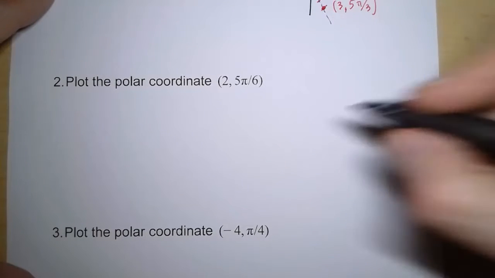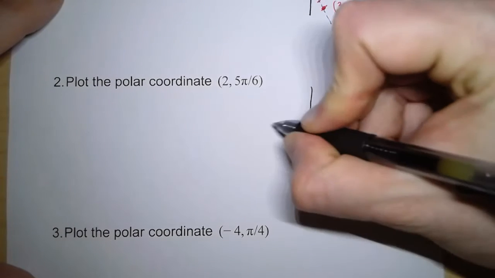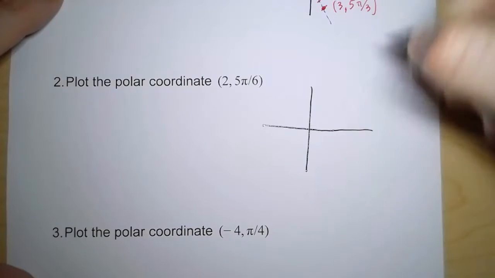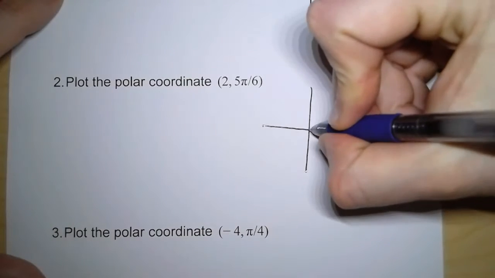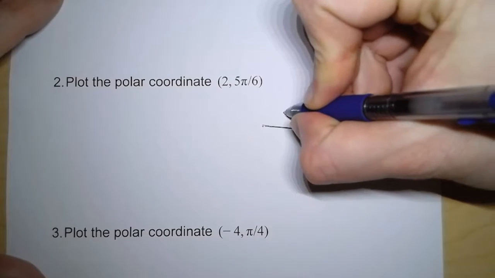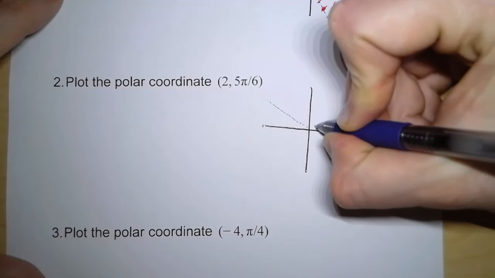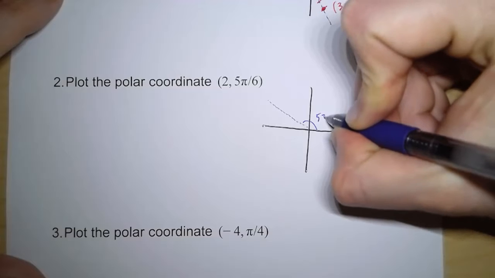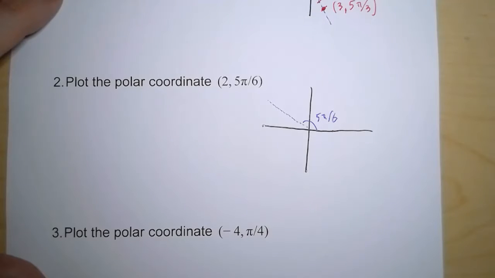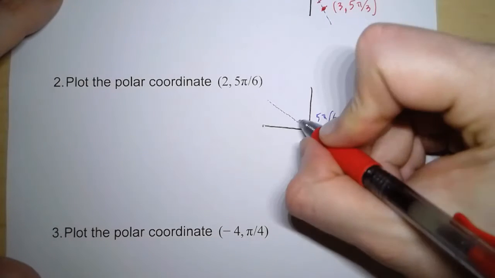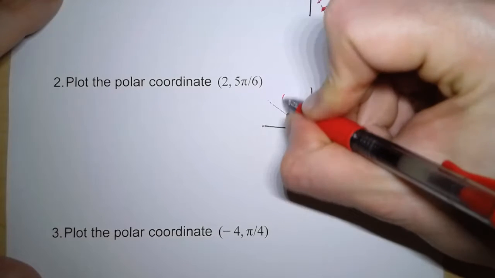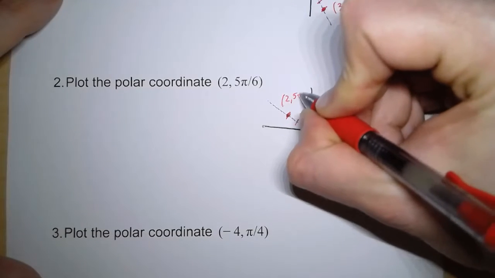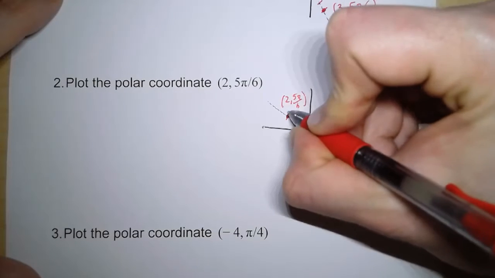So with number 2, our angle is 5 pi over 6. So if I draw my axes, and then my angle, 5 pi over 6, that's going to be over there. And so we're moving 2 units along this line. So 1, 2. So there's our point, 2 comma 5 pi over 6.